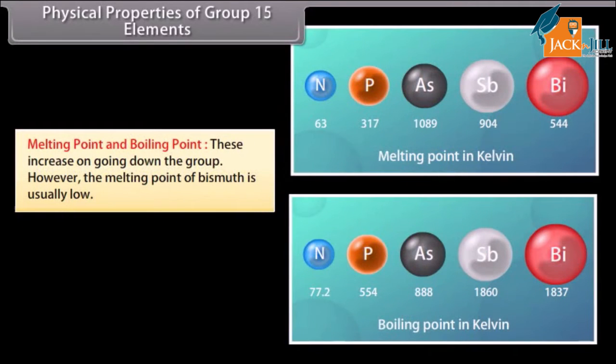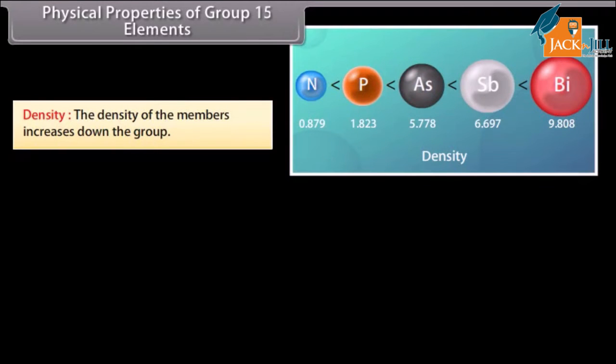Melting point and boiling point. These increase on going down the group. However, the melting point of bismuth is unusually low. This may be due to the greater tendency of bismuth to form 3 rather than 5 covalent bonds. Thus, there are weak forces of attraction between their atoms in solid state responsible for its low melting point. Density. The density of the members increases down the group.